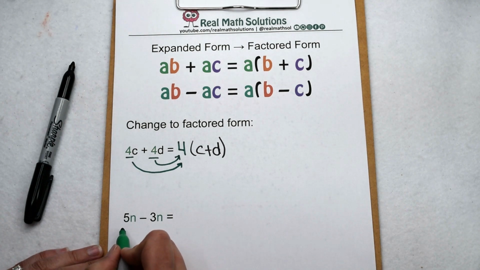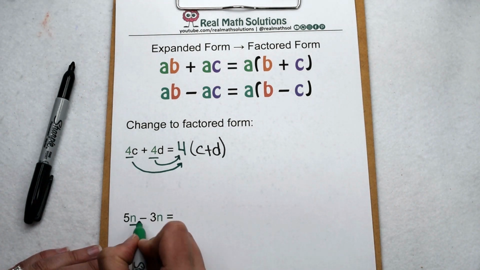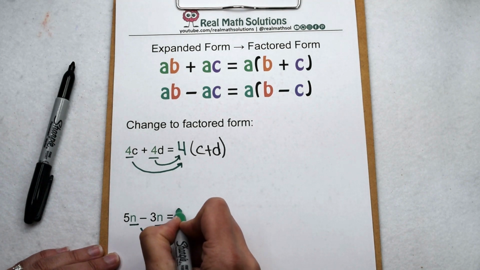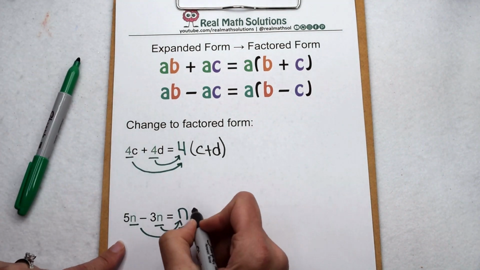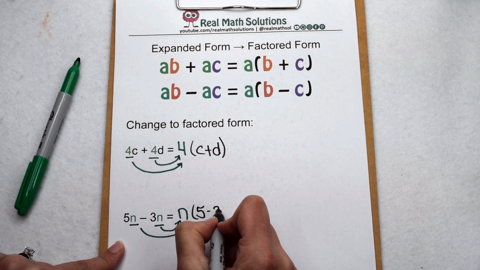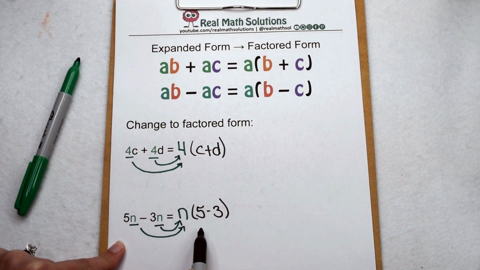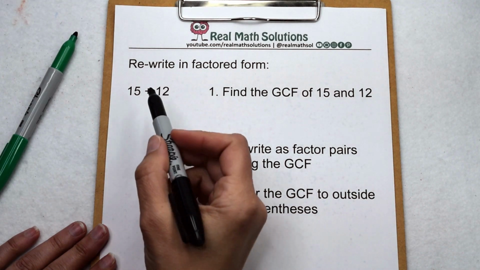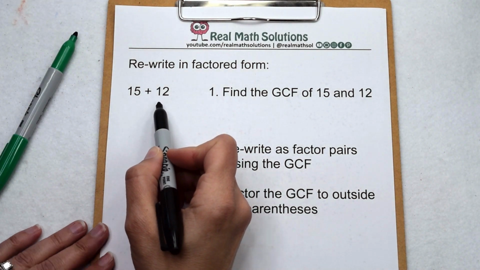Same thing here. We have 5n minus 3n. We can see that n is our common factor. So n is our value that we're going to pull to outside our parentheses. Then the rest of our expression, our 5 minus 3, is going to go inside our parentheses to make our factored form. If we have an expression such as 15 plus 12, we can still write it in factored form.